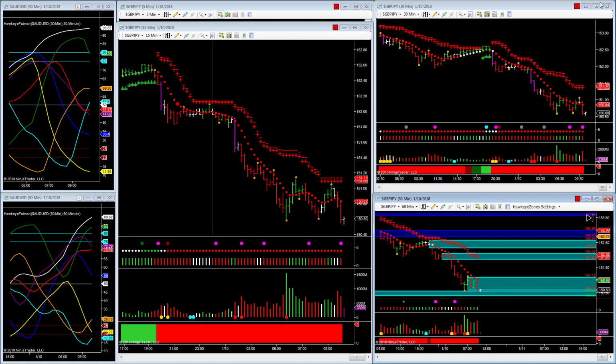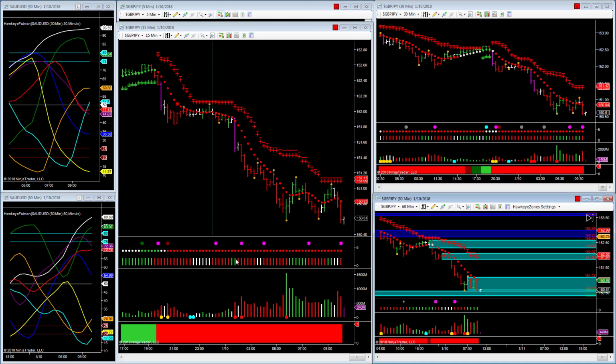Trend traders are looking at holding these trends and taking advantage of the reversals of those in the directions that they trade. Sound good? Yeah. So the Hawkeye Fat Man, the Hawkeye Trend and Stops, the Hawkeye Volume and Heat Map, those are the core tools that we use in our three-step entry-exit method.